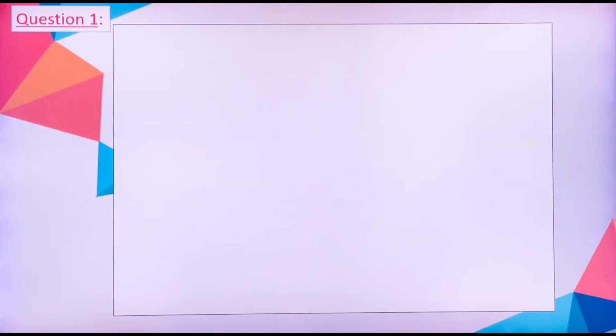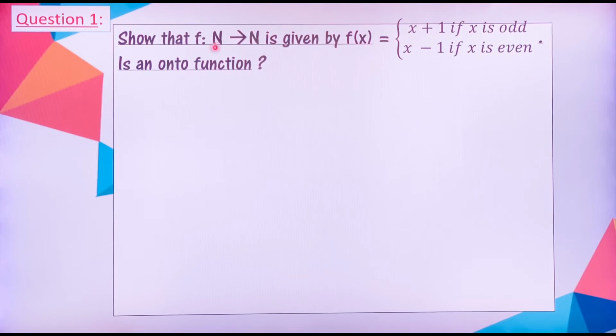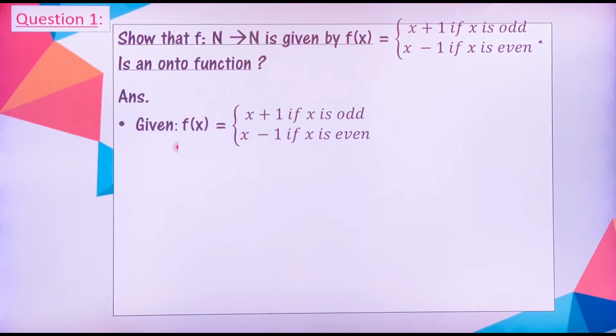Question 1. Show that f from N to N given by f(x) is equal to x plus 1 if x is odd, x minus 1 if x is even, is an onto function. See the question. Given f(x) is equal to x plus 1 if x is odd, x minus 1 if x is even. Here N represents natural numbers. In order to show f(x) is onto, we have to show that its range and codomain are the same.